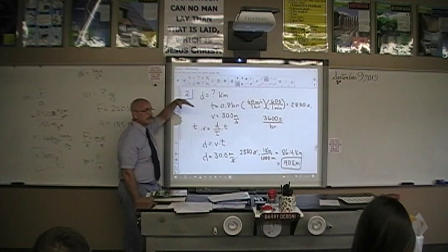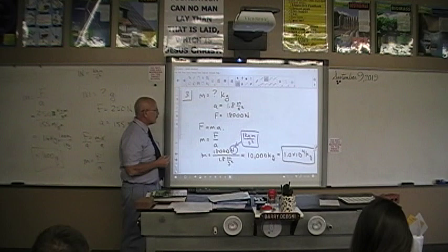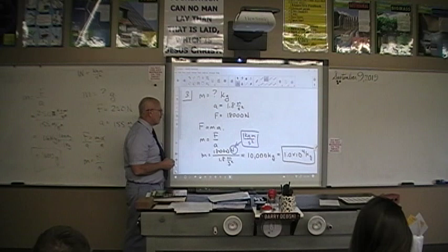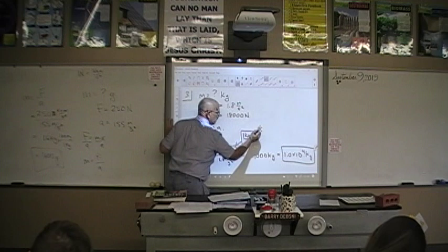Okay, number three. We're looking for the mass here in kilograms. We're given acceleration and force, very similar to the Bellwork problem we just did. So this is Newton's second law, F equals ma. And so ma says, I need m here instead of F, so we're going to divide both sides by a. We're going to 18,000 newtons, and again, here is that little trick we need to know.